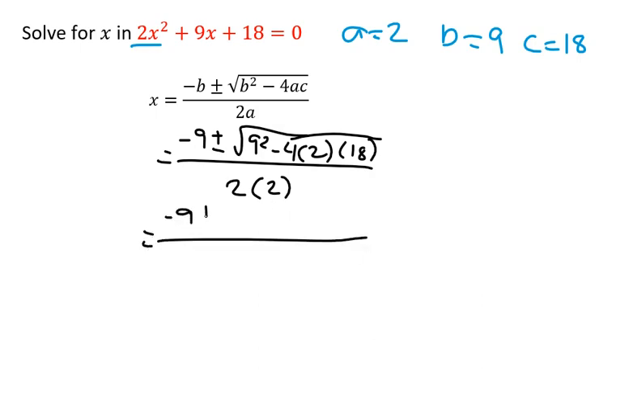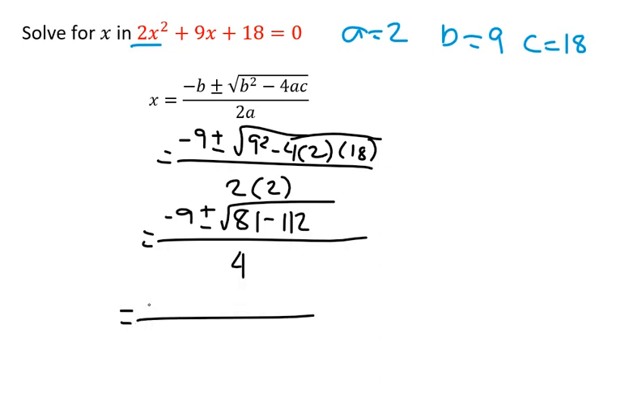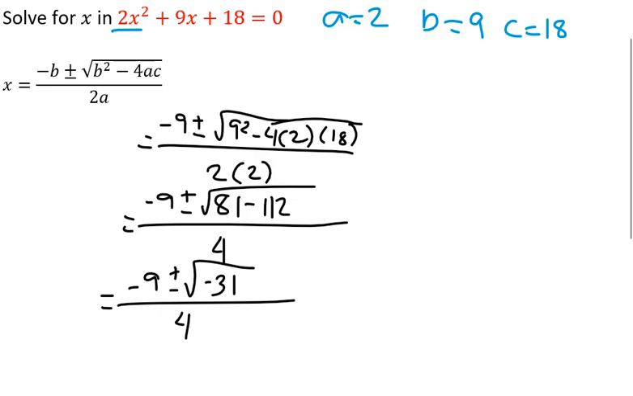And then negative 9 plus minus, okay, so 9 square is 81 minus 4 times 2 is 8. 8 times 18 is 112. Over 2 times 2, yan ay 4. And 81 minus 112 is negative 31 divided by 4. So, yung negative 31 ay hindi perfect square. So, wala siyang square root. So, ganyan na lang yan.